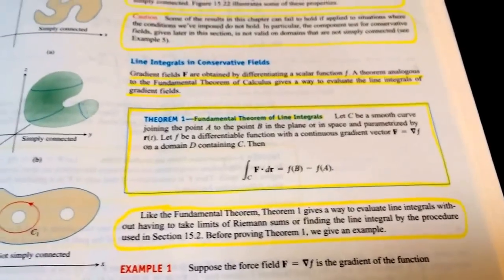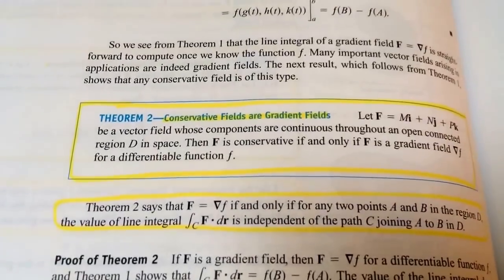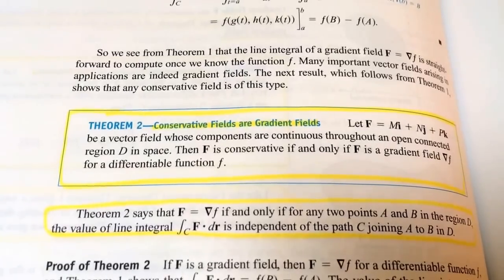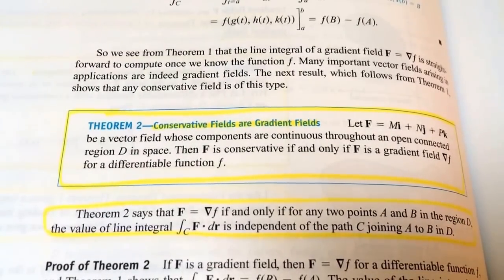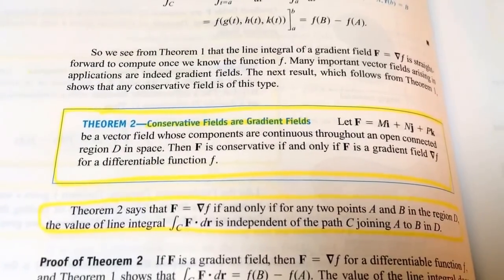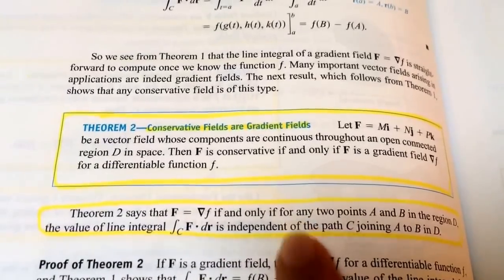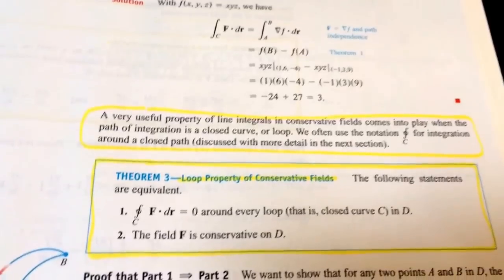And here's just a little bit more information about the Riemann sums. And then here's a theorem about conservative fields being gradient fields. So here it kind of tells you what this theorem is telling you. There's a lot of theorems in this section. I'm just going to let you read them on your own. It'll make more sense when we do some examples.